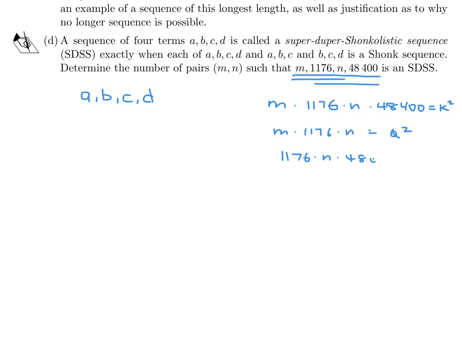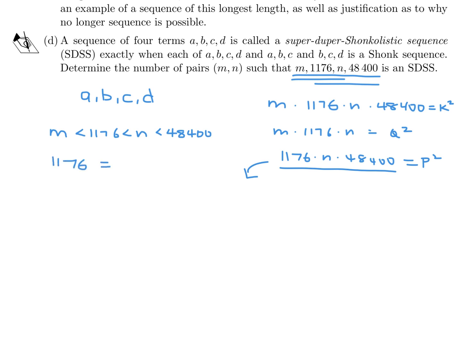Yeah, and we'll just call that whatever you want to call it, P squared. And then the other criteria, of course, is that M is less than 1176, is less than N, is less than 48400. So which one do you want to work with first here? I think it's better to work with something that only has one variable. So let's go with that one. First, let's break all this into prime factorization.